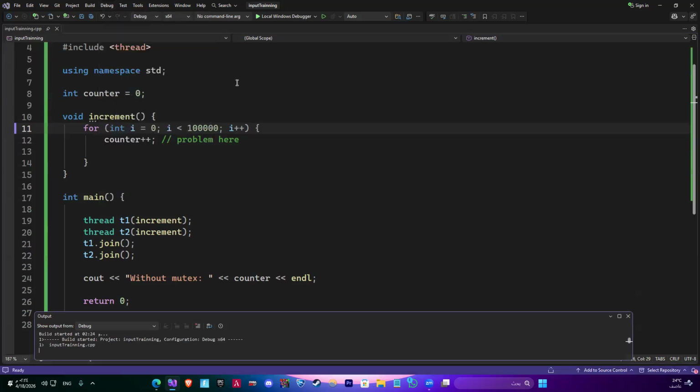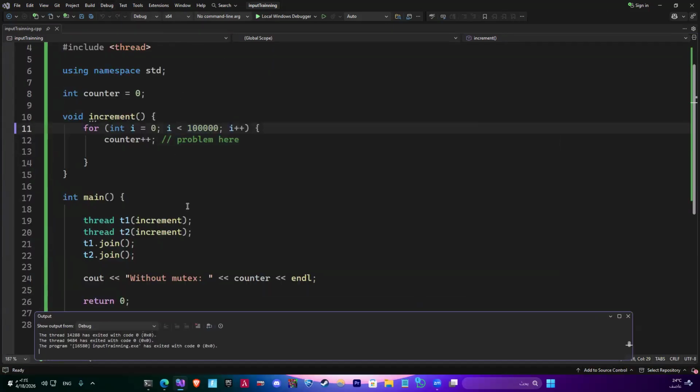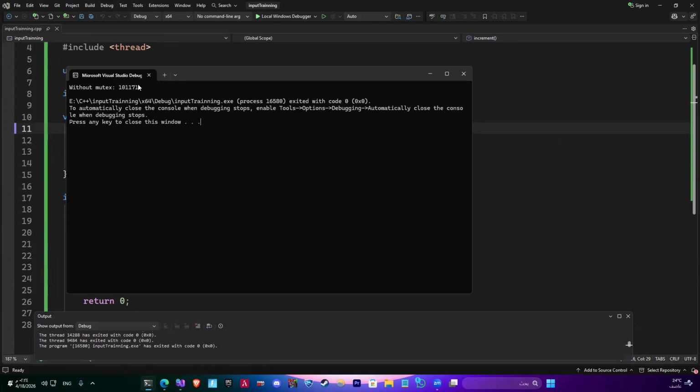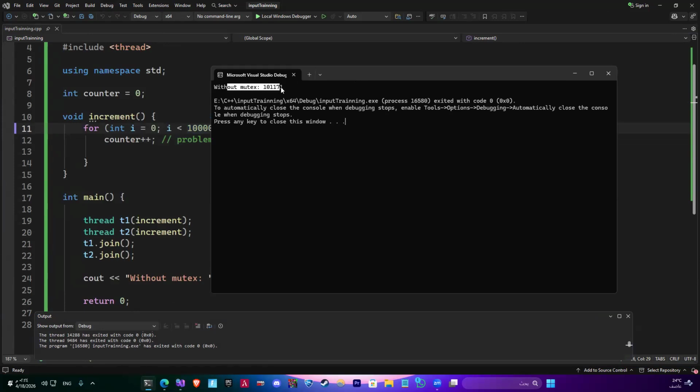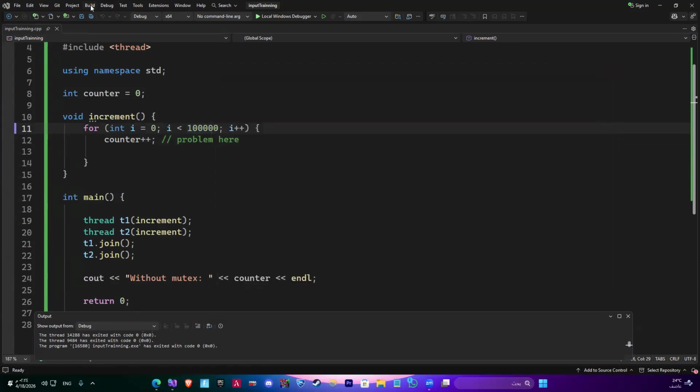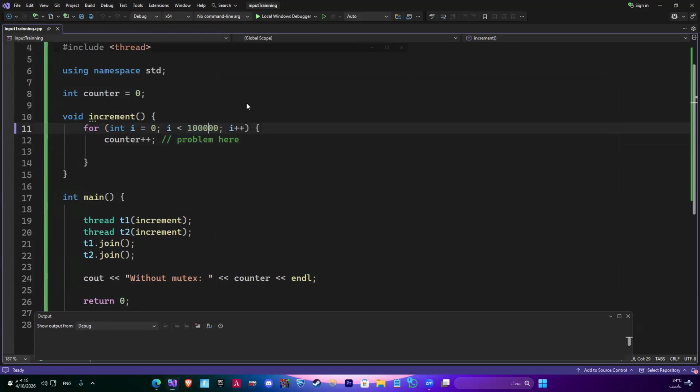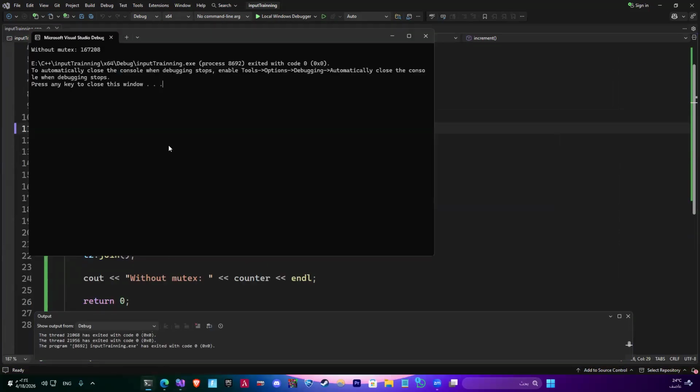Let's run it. Look at the answer, it's not 200,000, it's not predictable. So let's run it again. It changes every time because we didn't use the mutex.